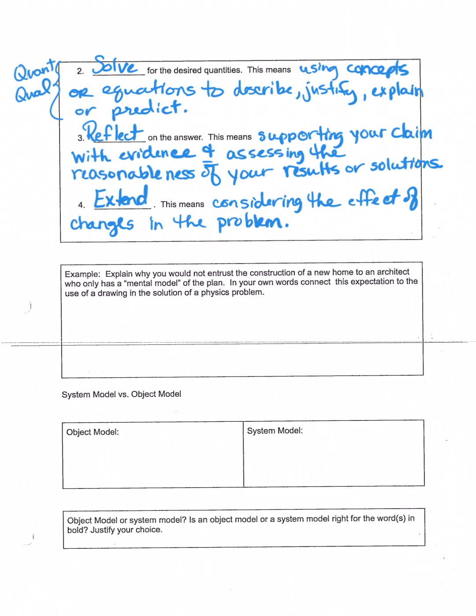All right, so now, explain why you would not entrust the construction of a new home to an architect who only had a mental model of the plans. It's all in his head, nothing's written down. In your own words, connect this expectation to the use of a drawing in the solution of a physical problem. What do we know about construction of a new home? We know it has to be specific and follow very specific rules or guidelines, okay? And very specific measurements. Well, if it's all in your head, how do you do that? You have to make a blueprint so somebody else can follow your model.